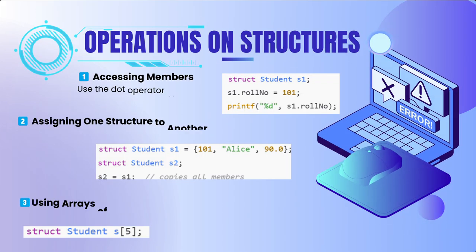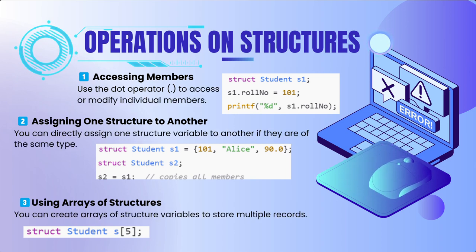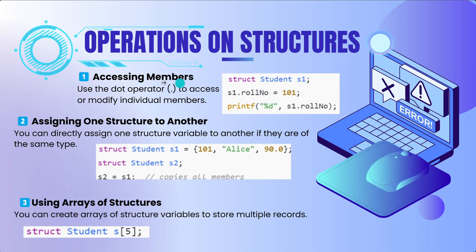Now we have operations on structures. Let's see what operations we can perform on structures. Number one, accessing the members. We just did that, right? Using the dot operator to access and modify individual members. struct student s1, s1.roll_number equals this, and we are printing s1.roll_number.